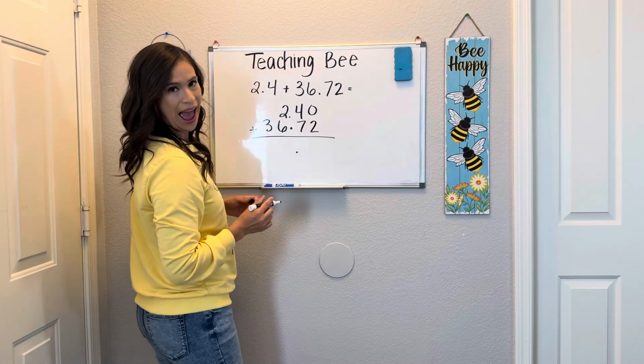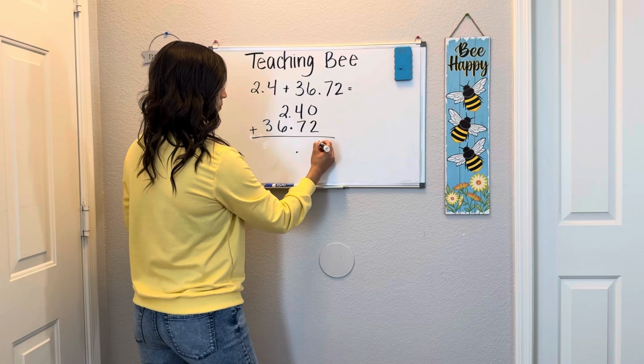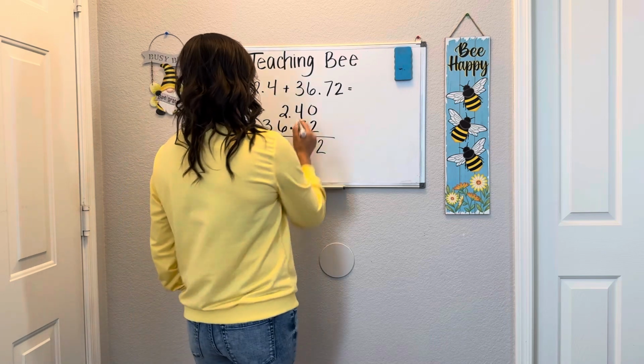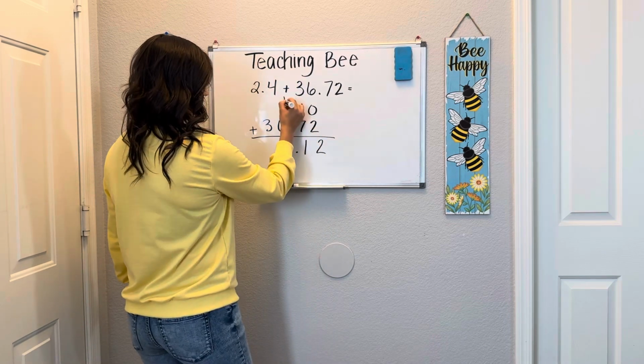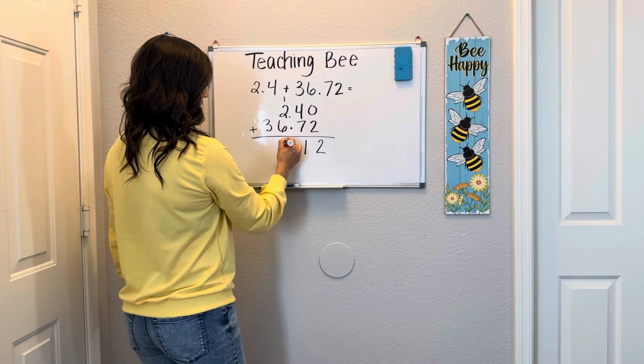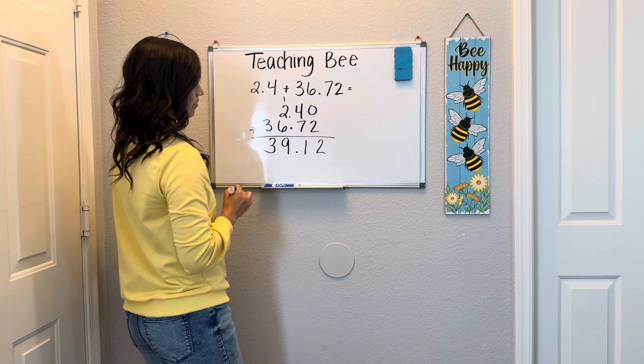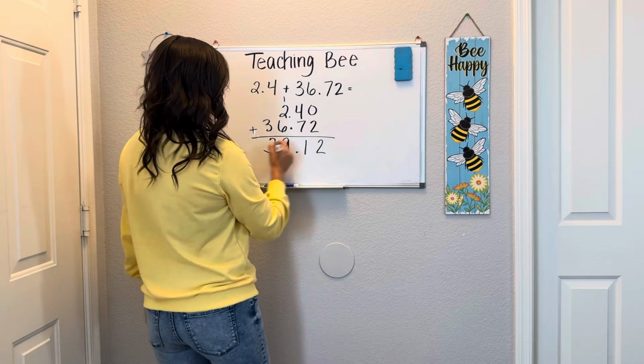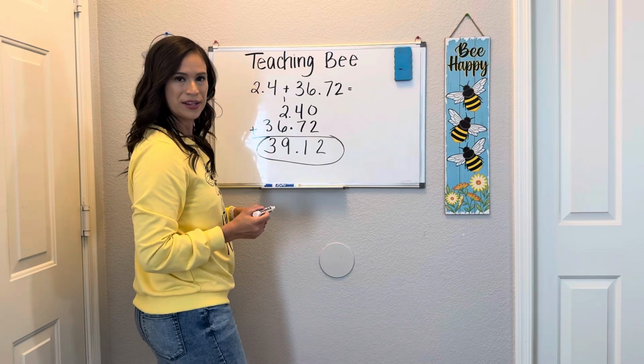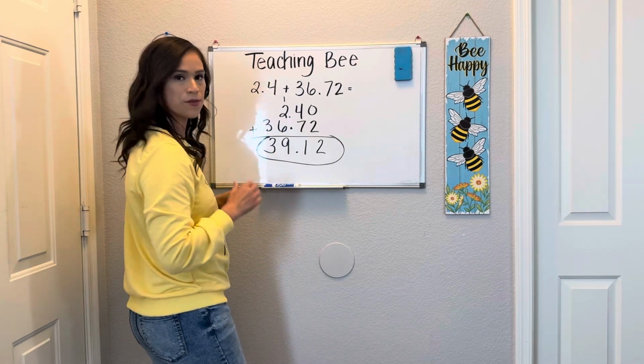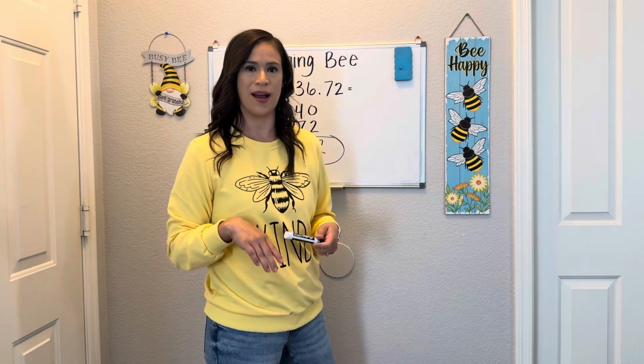We can go ahead and add across. So we have 2, 7, 8, 9, 10, 11. We have 6, 7, 8, 9, and 3. So our answer is 39.12. And that is the same case for both addition and subtraction.